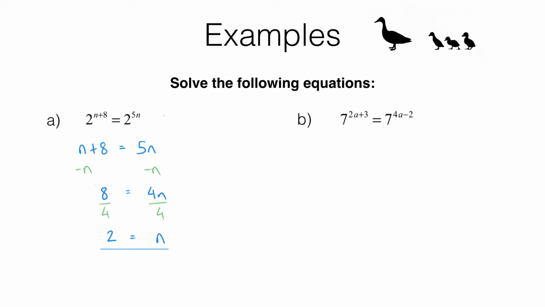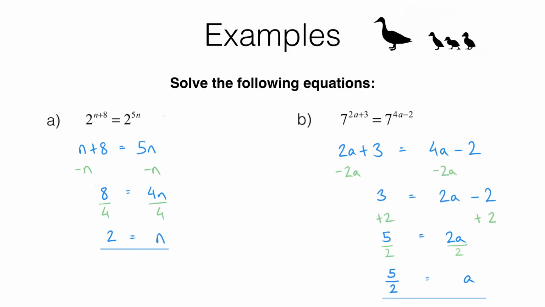That means we have 2a plus 3 equals 4a minus 2. And I can solve this equation like this. So the solution is a equals 5 over 2.